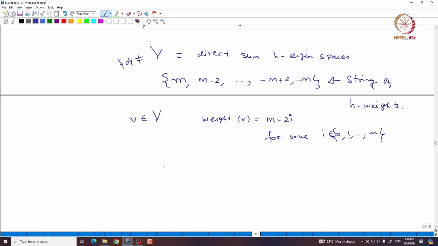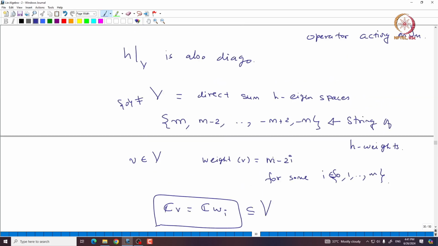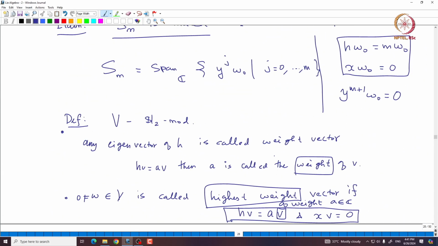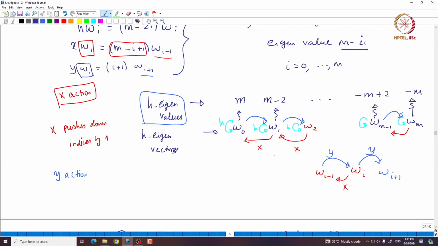Now let us look at that v. Then the space spanned by this v has to be exactly the space spanned by w_i, because they are one dimensional spaces. The eigenspace corresponding to m minus 2i is one dimensional, so this has to be equal to this. That means the space spanned by this is going to be inside capital V. Now, go back to our diagram; you can see that w_i is going to be located somewhere here.